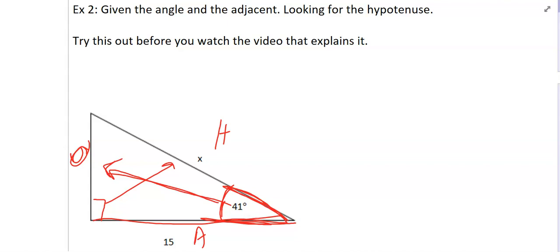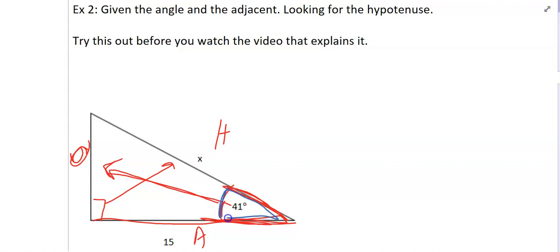So hopefully, again, try to solve these things before you watch the video. I'm just explaining it. You guys should probably know how to do this by now, but let's just go over how to do this one.